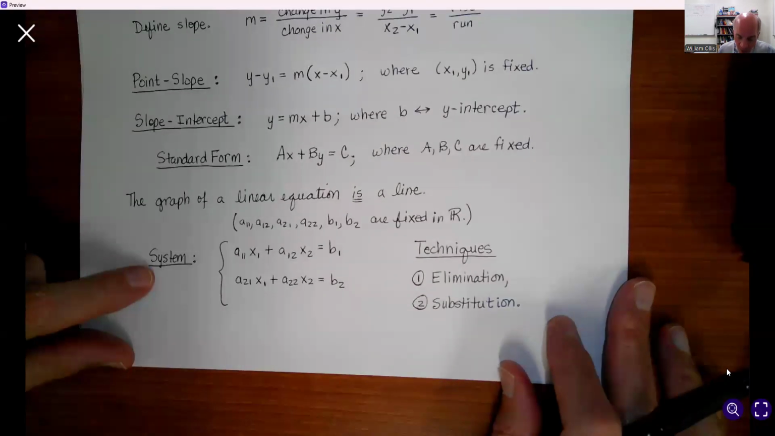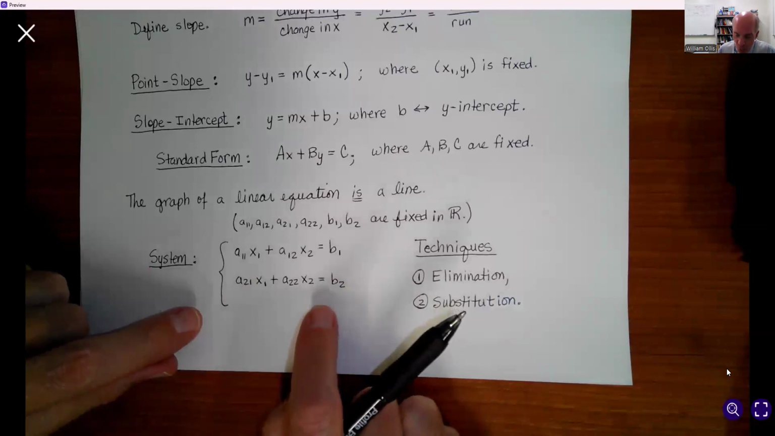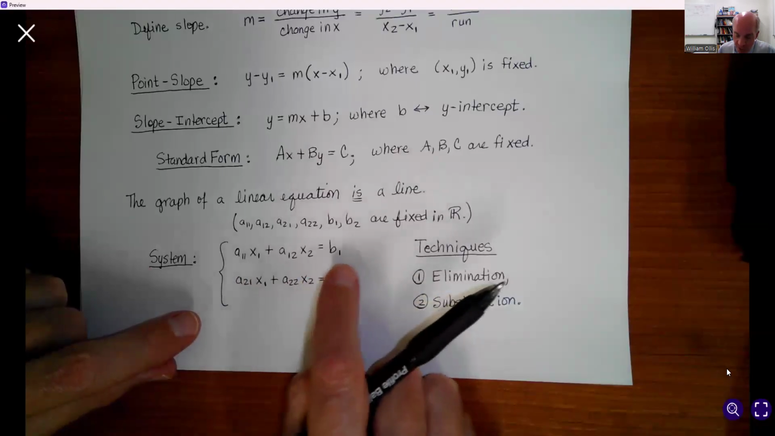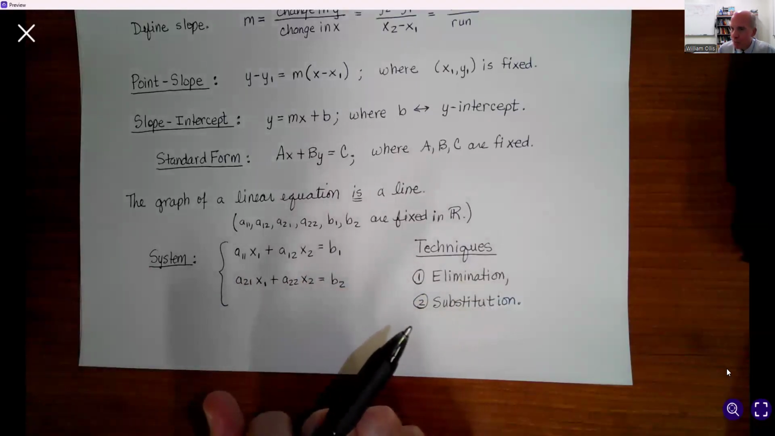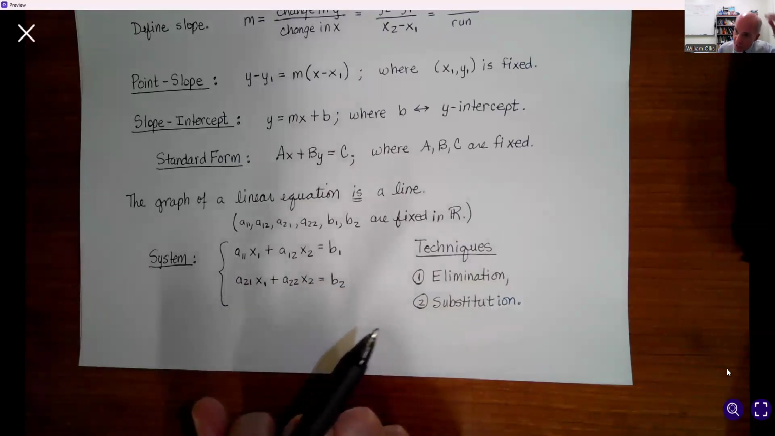So now when we do systems, our equations will have the standard form, but what I've done here is I've written the coefficients and the right-hand sides in terms of a matrix notation, because that's what we will do when we start looking at row operations in the Gauss-Jordan elimination technique.